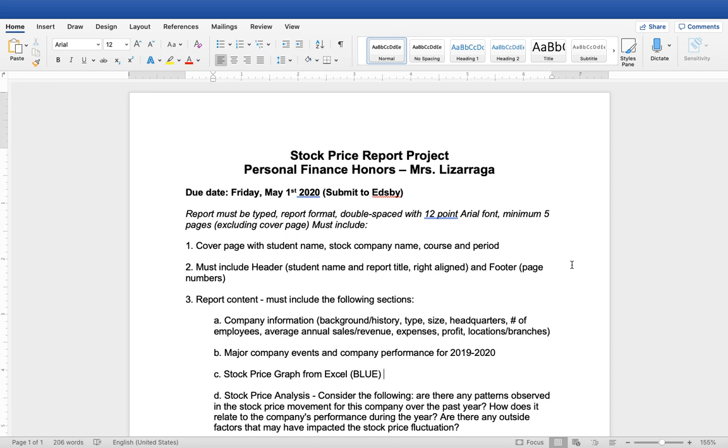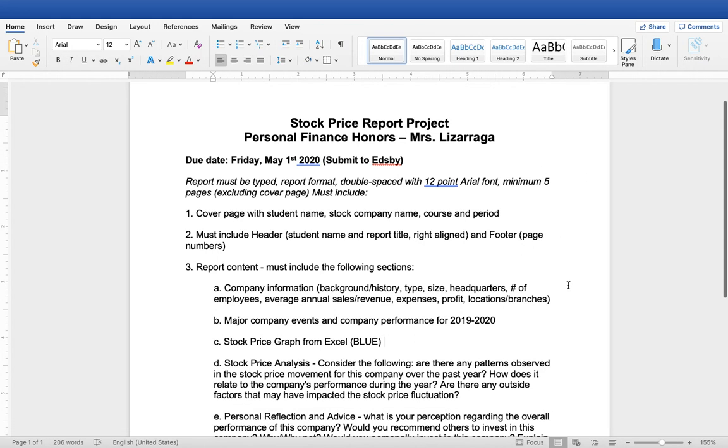You need to organize your information in headings, subheadings. You need to include pictures in your report. And you must include a cover page and a reference page. So let's go over the information that you need to include in the report. Like I said, the report must be typed on Microsoft Word. You want to keep it in double space and with a 12-point font, Arial font. So 12-point Arial font, double space, typed, and a minimum of 5 pages. So 5 pages excluding the cover page, 5 pages including the reference page.